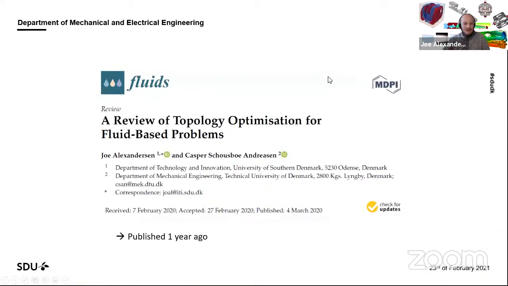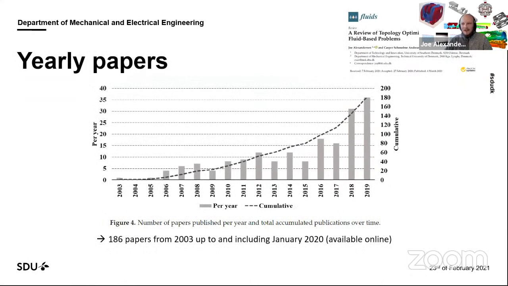Actually, more or less exactly 1 year ago, so 1 year minus 4 days, Casper and I published our review paper on topology optimization for fluid-based problems. And I'm just going to be taking an outset from this to give you an introduction here. If we look at the number of papers published since the first paper in 2003 up until we submitted our manuscript, which was January 2020, we had 186 papers, and we could see that the papers per year was steadily increasing. So we had about 36 in 2019. I just did a quick overview, not very exhaustive, but I got 36 for 2020, which seems a little bit low. So I probably didn't do a good enough job of checking.